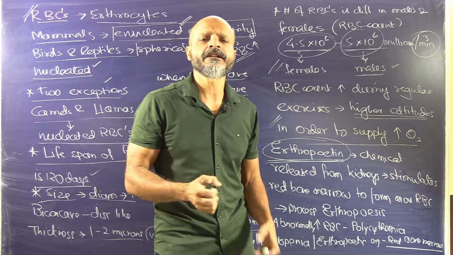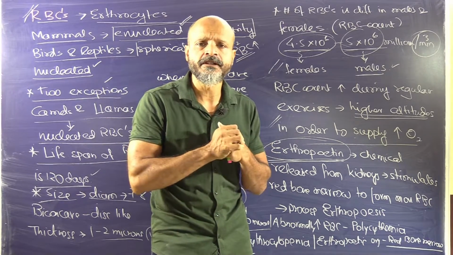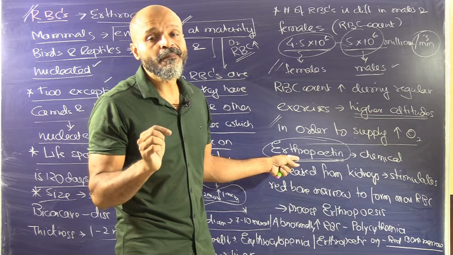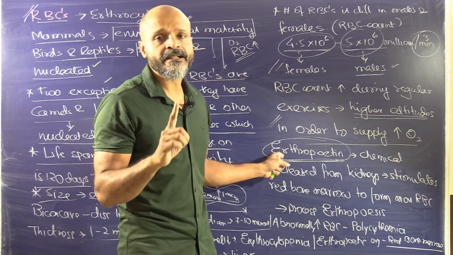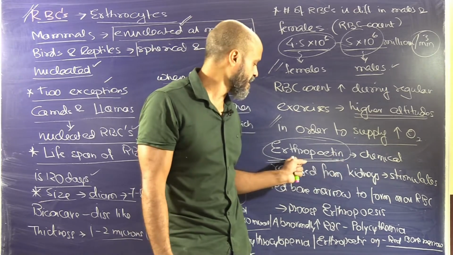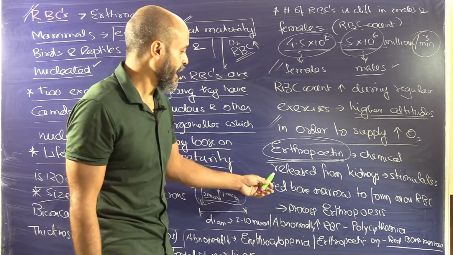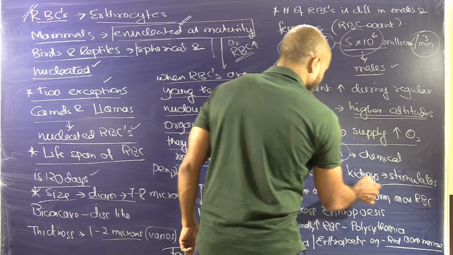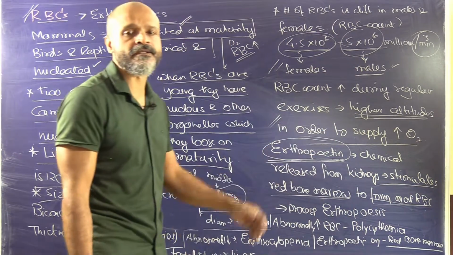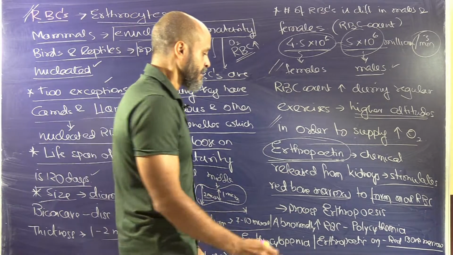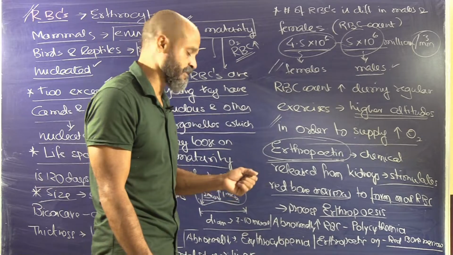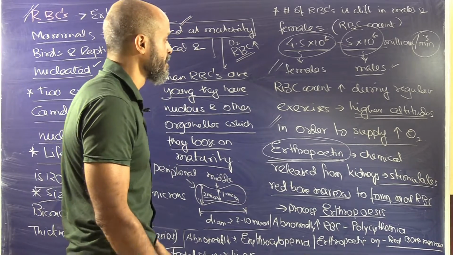Some part of it is generated in the kidneys when we require a higher amount of oxygen to support our metabolic activities. Then the RBCs increase in number, and this increase is supported by a chemical released from the kidneys, erythropoietin, which stimulates the red bone marrow to form more RBCs. This process of forming more RBCs is known as erythropoiesis.